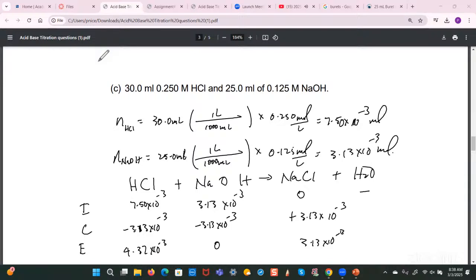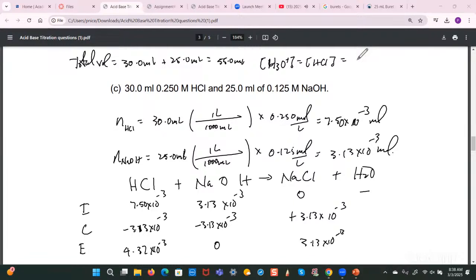Well, now that we have the moles of hydrochloric acid present at the end of this process, what is the concentration? Let's do what he said first. You need to find the total volume, all right? Which is 30.0 mL plus 25.0 mL, which would be equal to 55.0 mL. And then calculate the concentration of H3O+, which is equal to the concentration of HCl, and that would be equal to, what's the moles?